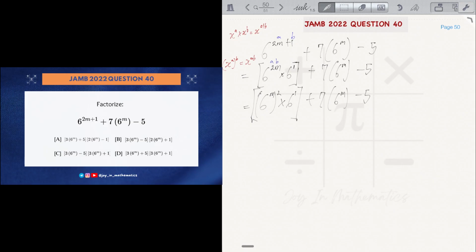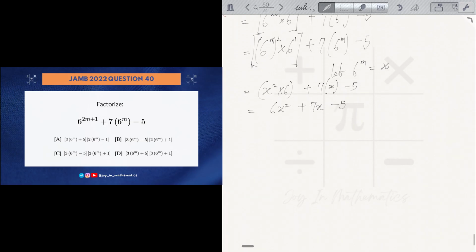Now let 6 raised to the power of m be equal to x, because we want to try and reduce this to a quadratic equation. Wherever we see 6 raised to the power m, we change it to x, so this becomes x squared multiplied by 6, plus 7 into x minus 5. So this becomes 6x squared plus 7x minus 5.